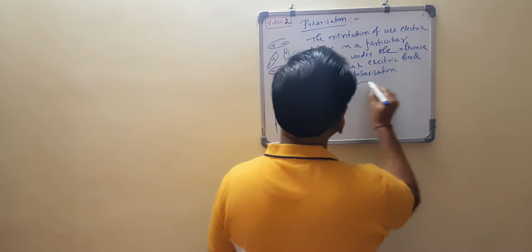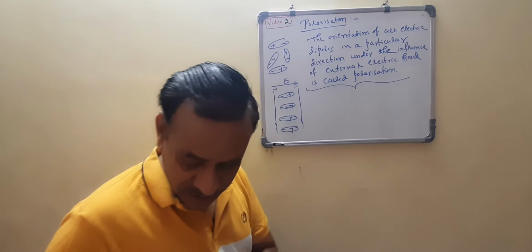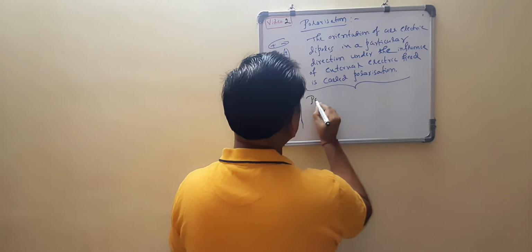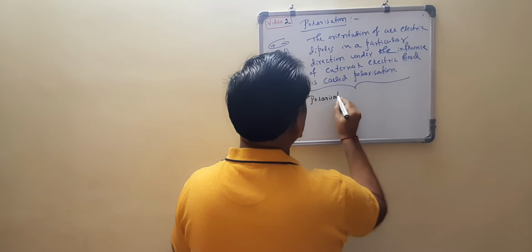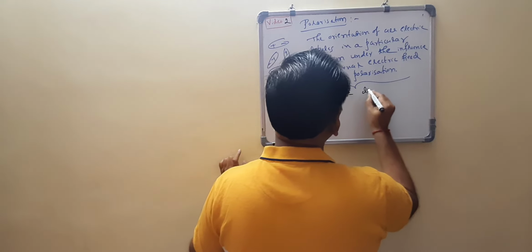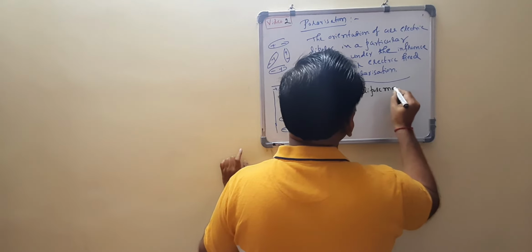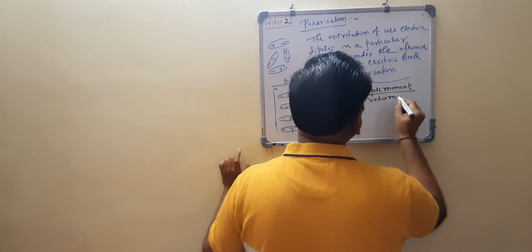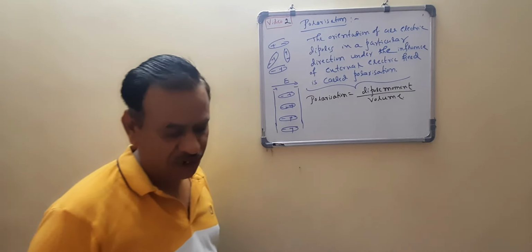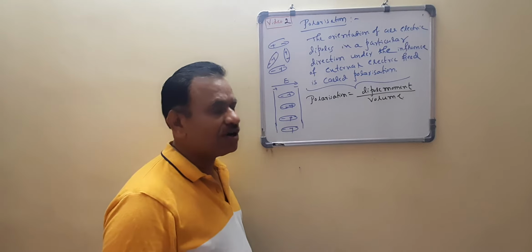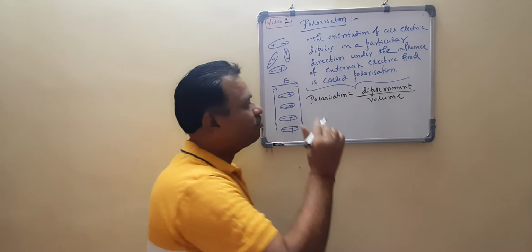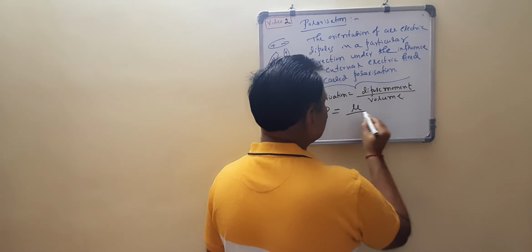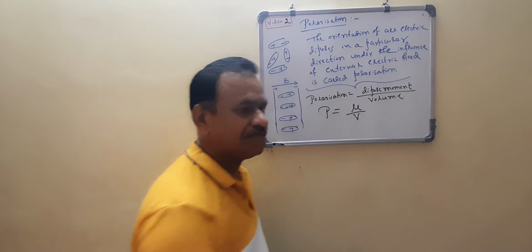Mathematically, how to define that? This is the actual definition of polarization. Polarization equals dipole moment divided by volume, that is, dipole moment per unit volume. P equals mu divided by V, where mu is the dipole moment and V is the volume.